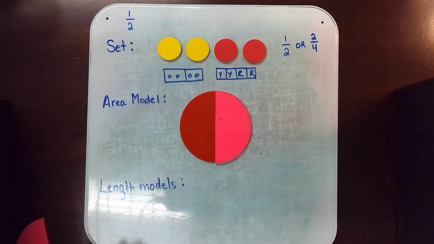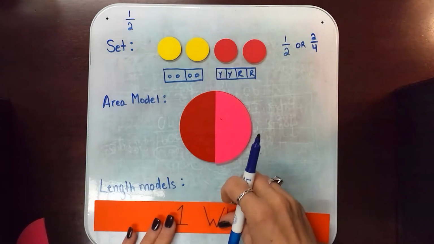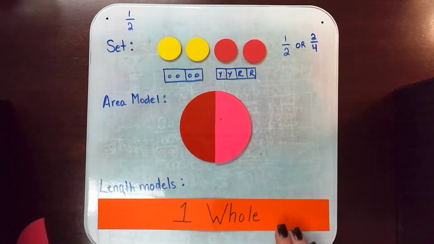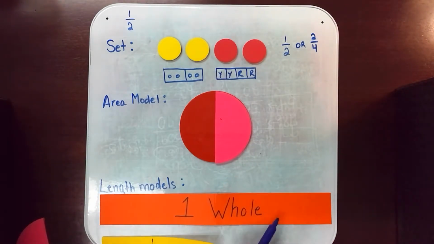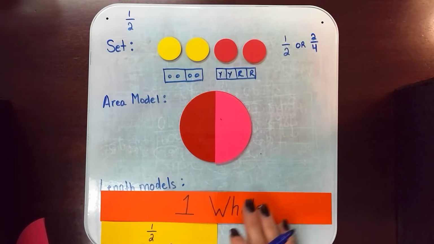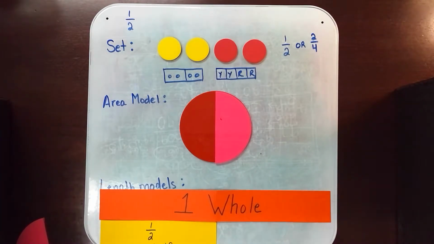The length models can be many things. Once again, this is a length model, because if I have my whole, I can put my half down. I see that it's not really showing. There you go. And I can see that half of the length is represented by the yellow piece.